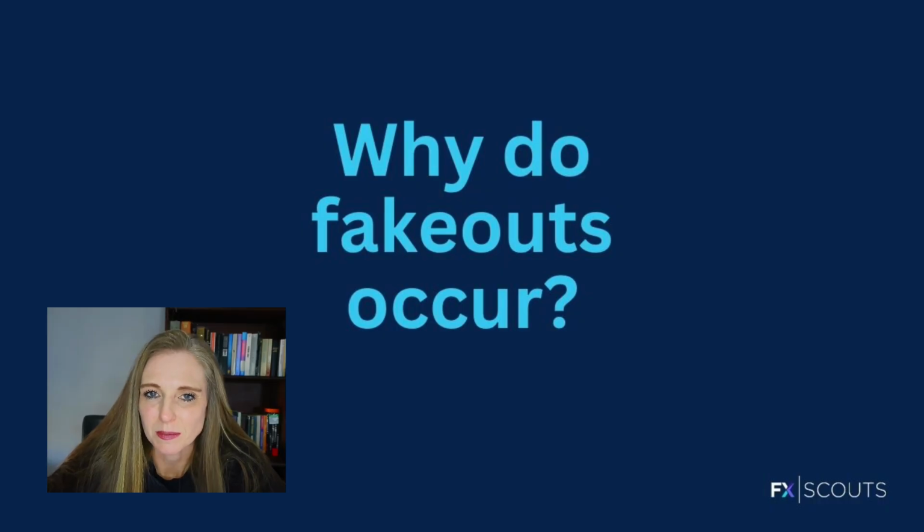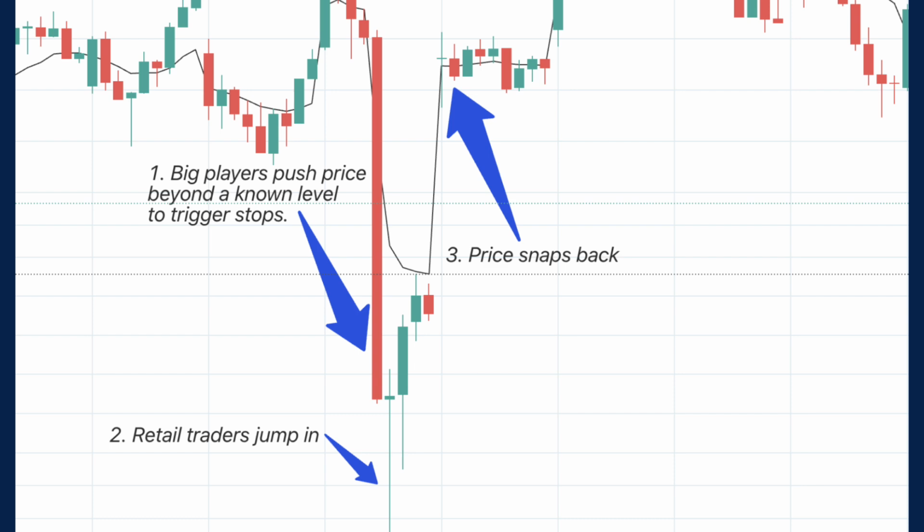So why do fake outs happen? They basically occur because of liquidity and trader psychology. And here's usually what's going on behind the scenes. The big players push the trade beyond a known level to trigger stop losses. Retail traders jump in thinking it's a true breakout, but instead of continuing, price snaps back.